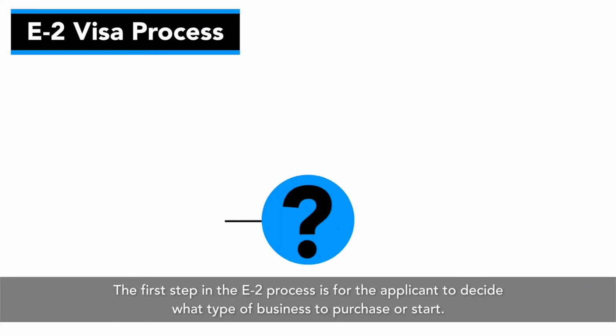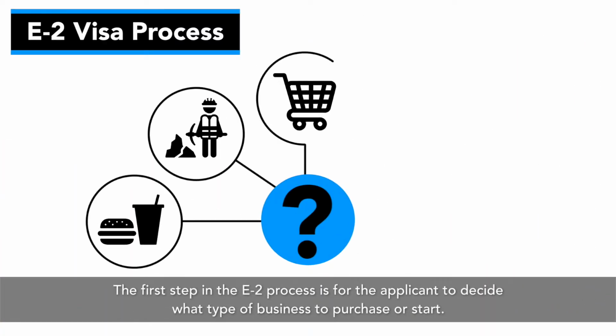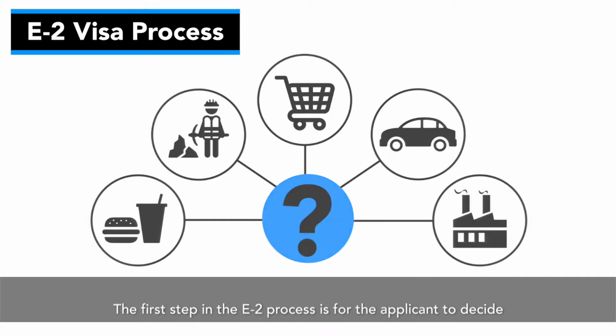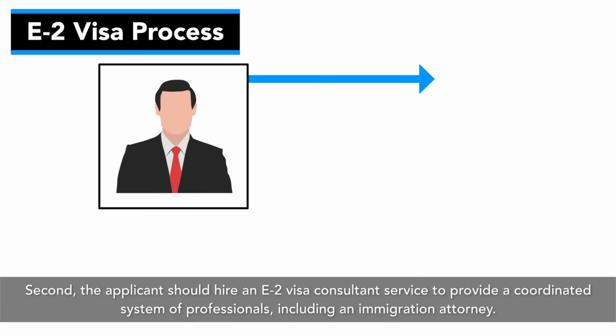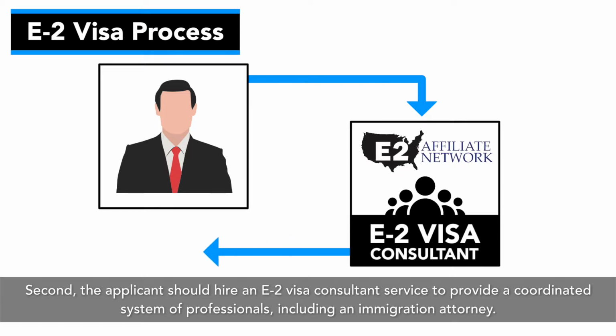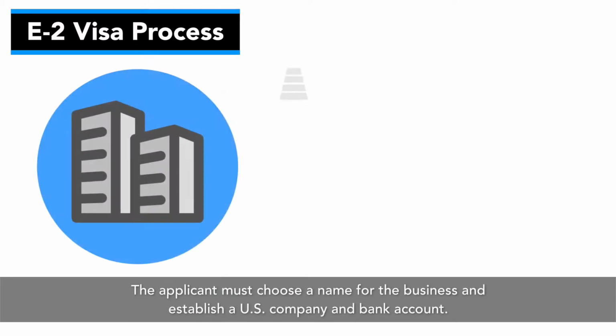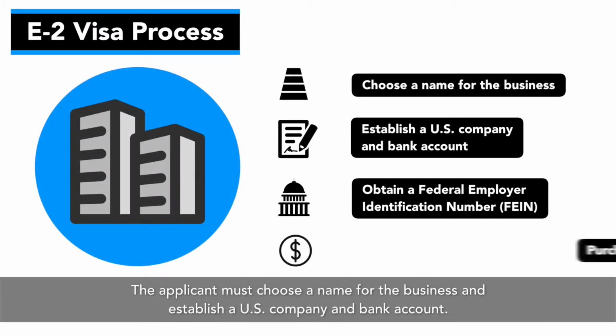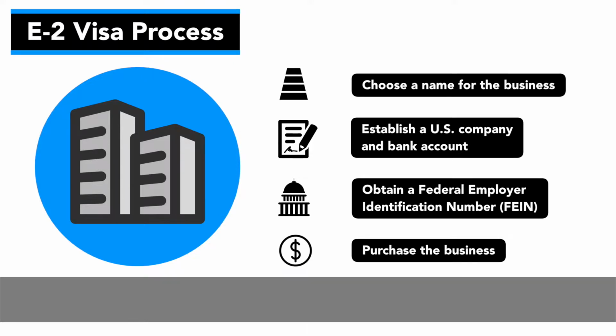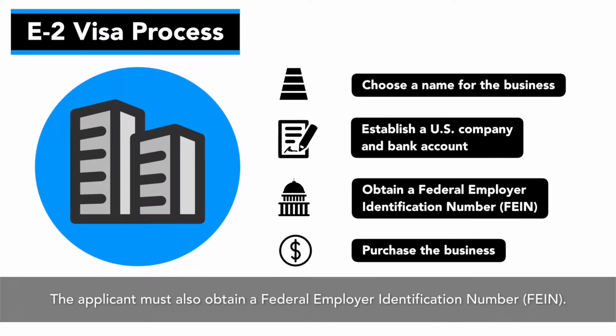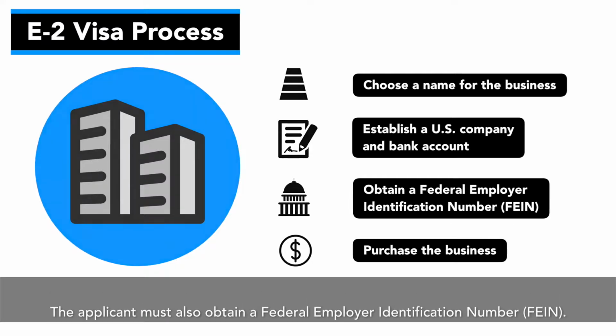E-2 visa process. The first step in the E-2 process is for the applicant to decide what type of business to purchase or start. Second, the applicant should hire an E-2 visa consultant service to provide a coordinated system of professionals, including an immigration attorney. Third, the applicant should set up the business or, if purchasing a business, conduct due diligence. The applicant must choose a name for the business and establish a U.S. company and bank account. The applicant must also obtain a Federal Employer Identification Number, FEIN.